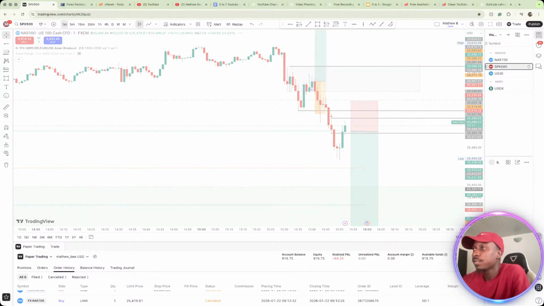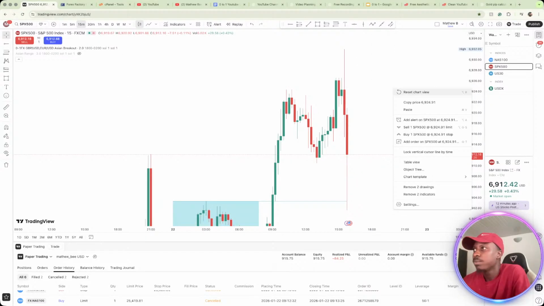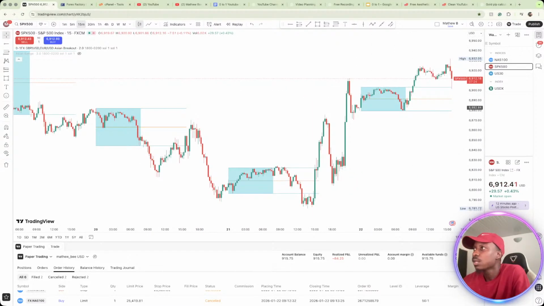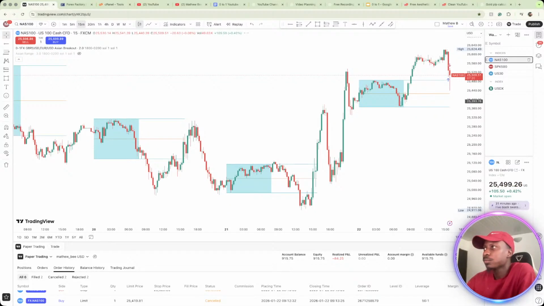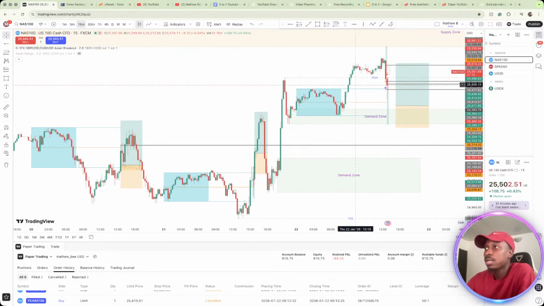Let's see the S&P 500. S&P 500 is already back into the Asian range. Okay, so big picture. Let's look at NASDAQ on the big picture again. What has happened? NASDAQ has already pulled back into the Asian range, and a classic thing is that whenever NASDAQ pulls back into the Asian range, it can begin the actual move again to the upside.